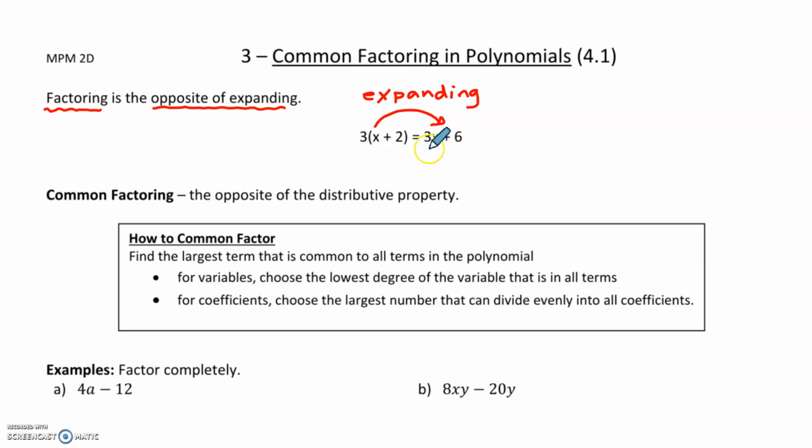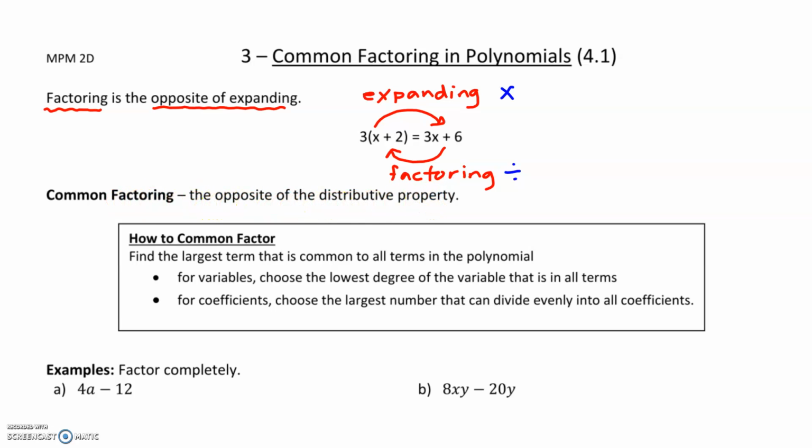If I start with 3x plus 6 and I make the question look back like 3 times x plus 2, that is factoring. And so the operation that we do when we expand, we know is multiplication. And in order to go back to that original question, the operation we do is dividing to get there. So common factoring, just remember it's the opposite of distributive property.